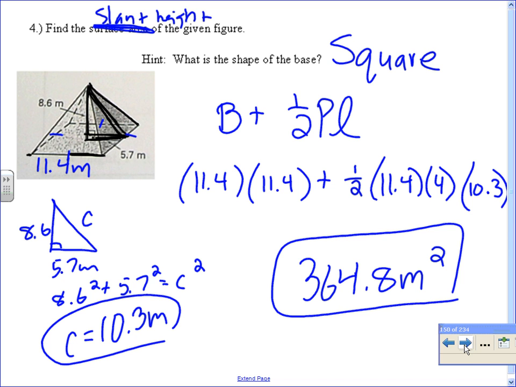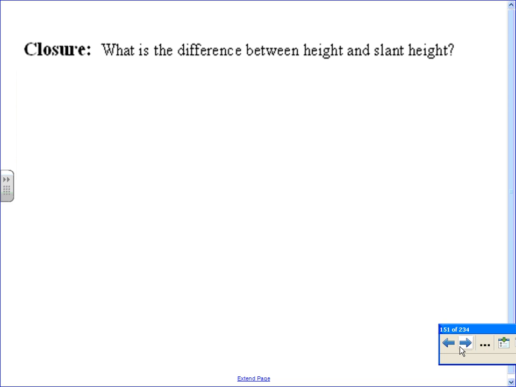All right. So the closure here, even though we're not done with the lesson, I just want to ask you guys, can someone explain to me again in your own words what the difference between the height and this slant height is, just to make sure that we are all clear on that? Justin, what's the difference? Good. Slant height is how slanted the pyramid is, okay, the side of it. The height is from the point of the pyramid all the way down to the ground.